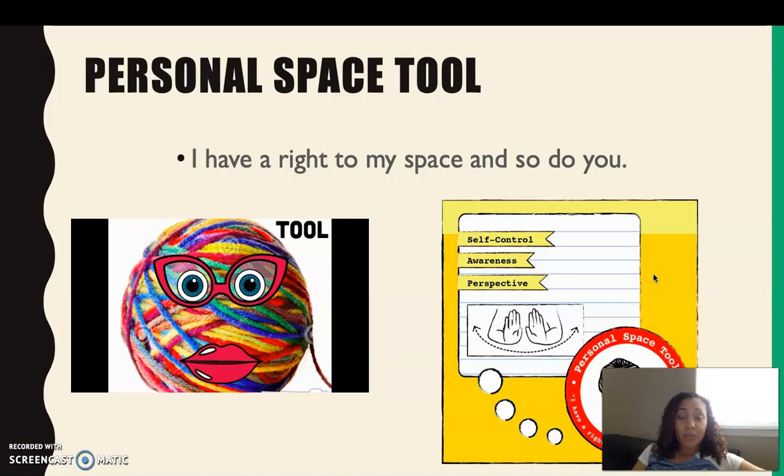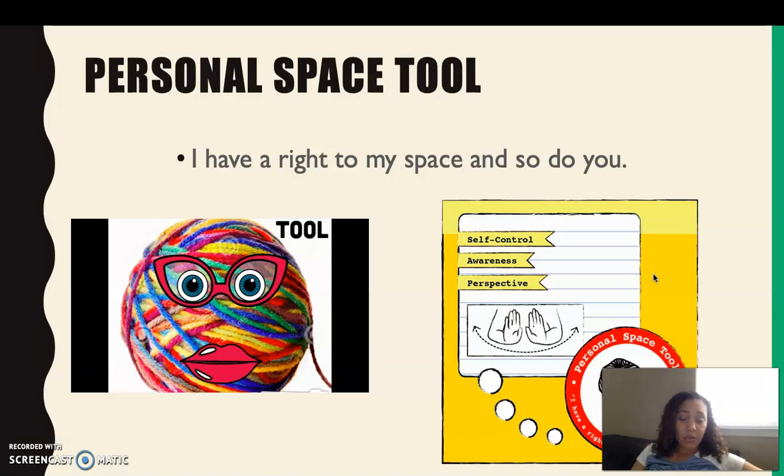All right, so we're going to start off with the personal space tool. Can we all say, I have a right to my space and so do you? There we go. I have a right to my space and so do you. Exactly true. Sometimes we can think of maybe going to a place where we might say, whoa, there's a lot of people here. And speaking of personal space, it makes me think about what's been going on in our world currently regarding personal space. We all have to stay now 6 feet away from anyone, and that's giving us a lot of personal space, which is really good. We don't want to get sick.